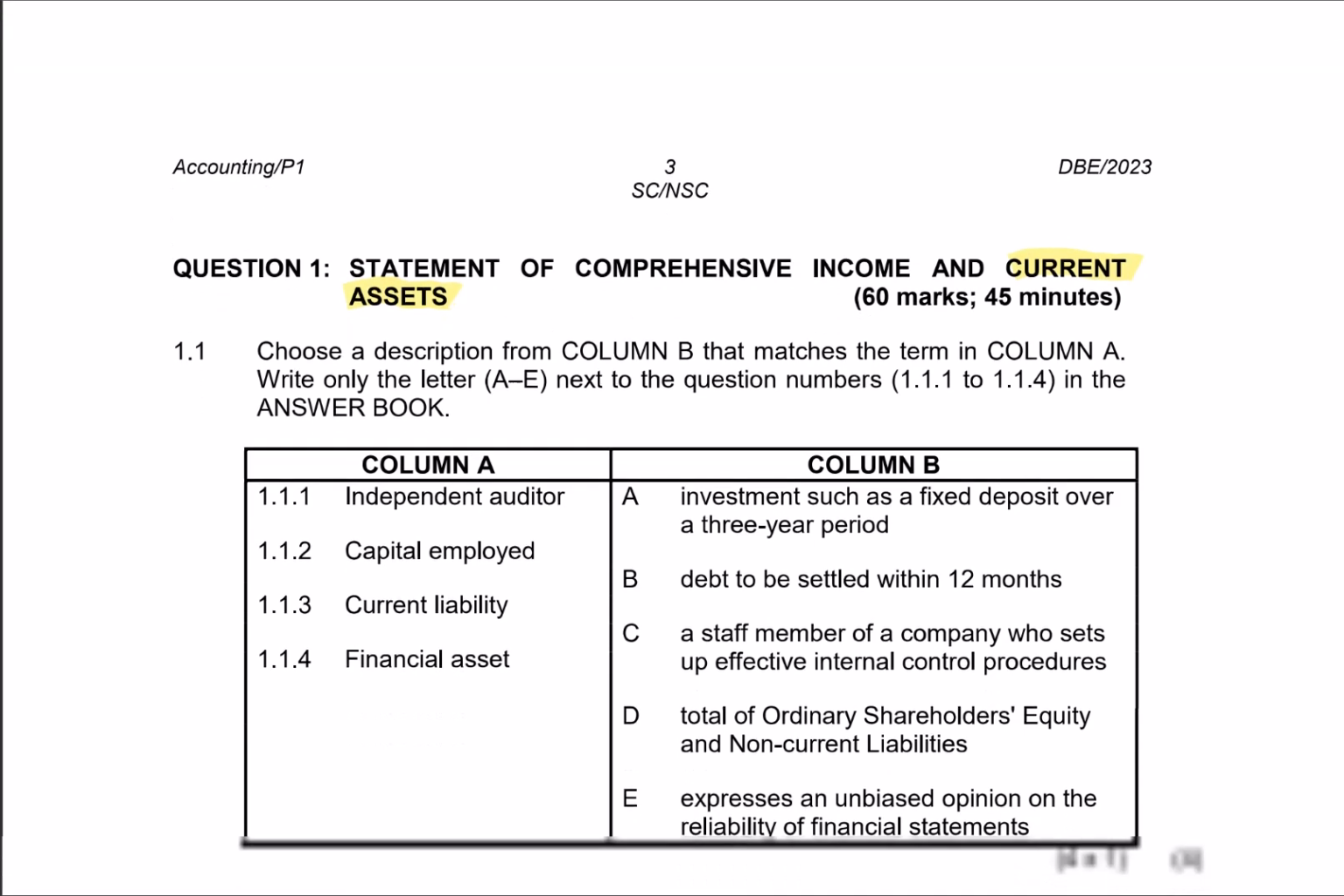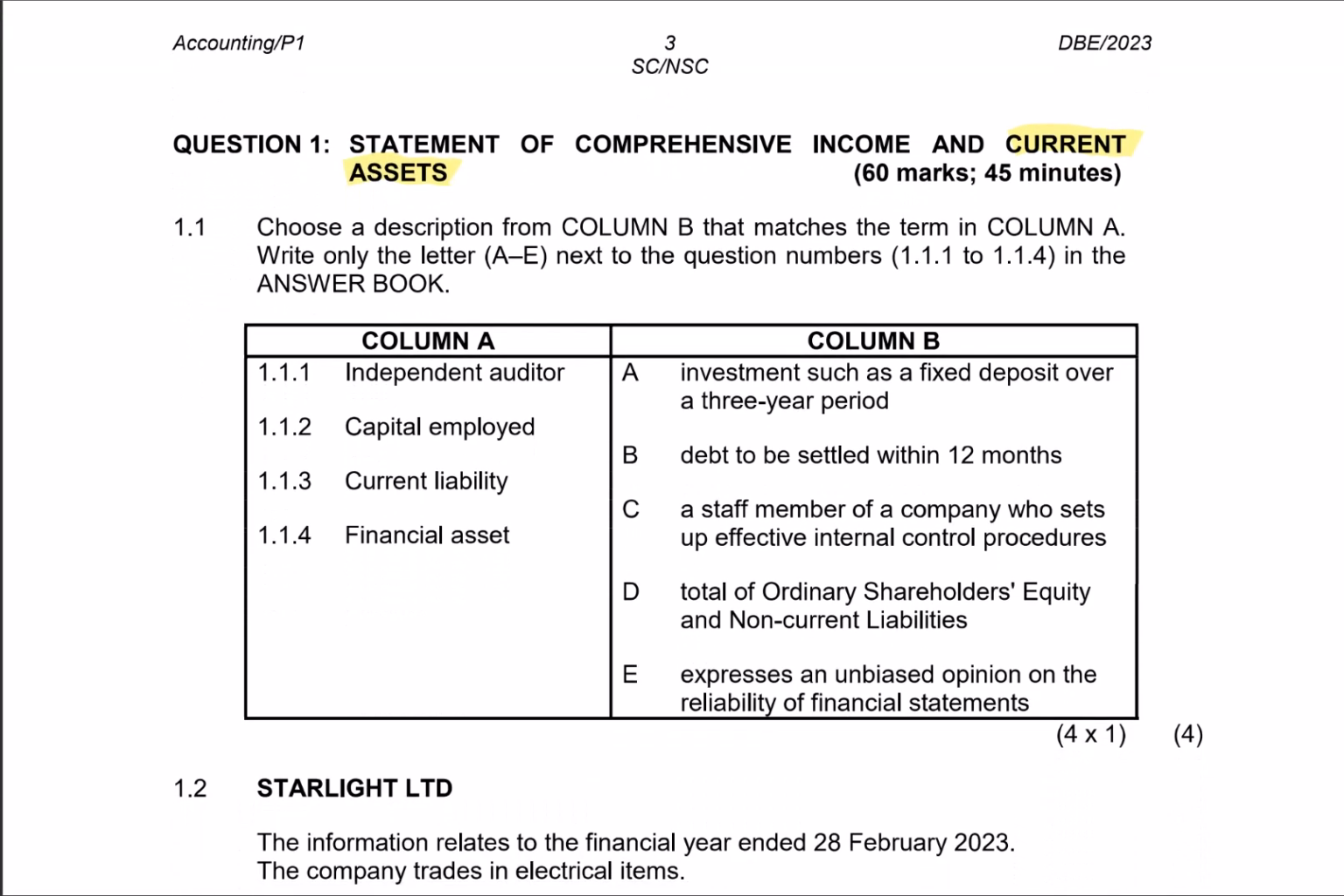Then independent auditor. What is an independent auditor? An independent person of a company who expresses an unbiased opinion. So that will be E. That's an independent auditor.